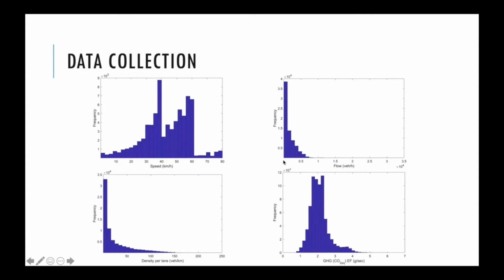For flow as well, vehicles per hour, the values range from 0 to 0.7 times 10 to the power of 4. For density per lane, the value ranges from 0 to around 150. Frequency is really low, starting, let's say, from 75 till the end of the range.